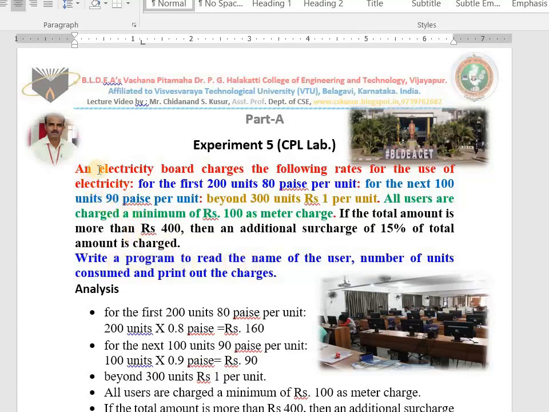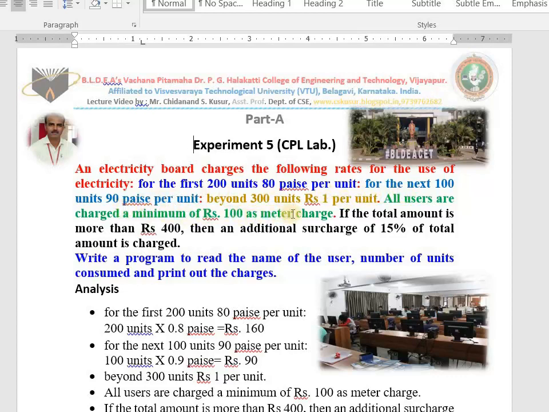An electricity board charges the following rates for the use of electricity. Which are those charges? For the first 200 units, 80 paise per unit. For the next 100 units, 90 paise per unit. Beyond 300 units, 1 rupee per unit. But for all users, minimum charge is 100 as meter charge.